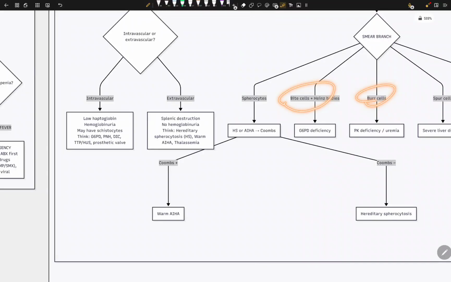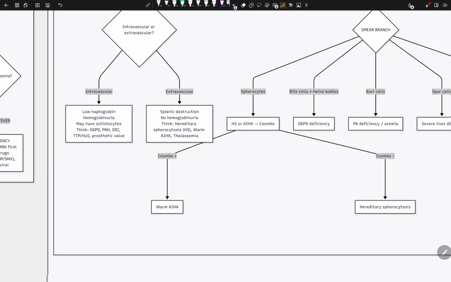What about Burr cells? Weird name. Burr cells we have in PK, the pyruvate kinase deficiency, or uremia. Okay, so now what's really happening here? Why are they called Burr cells, etc., etc.? I'm gonna tell you. Okay, pyruvate kinase deficiency. We call Burr cells echinocytes. Okay, important stuff.